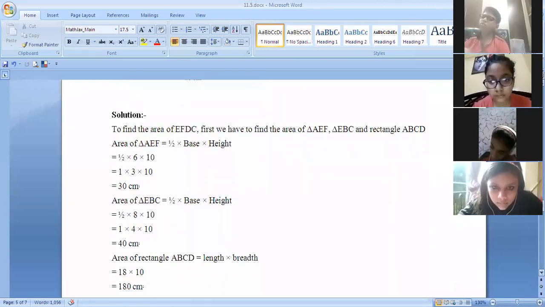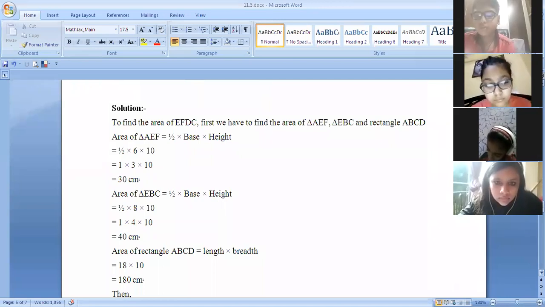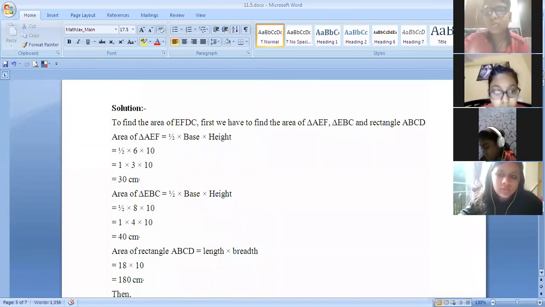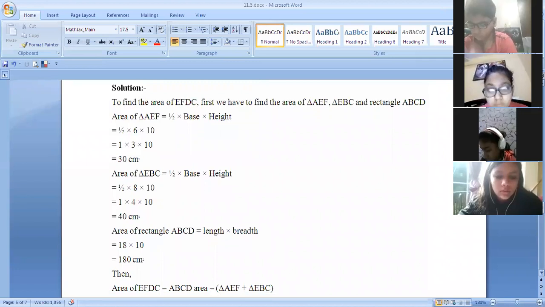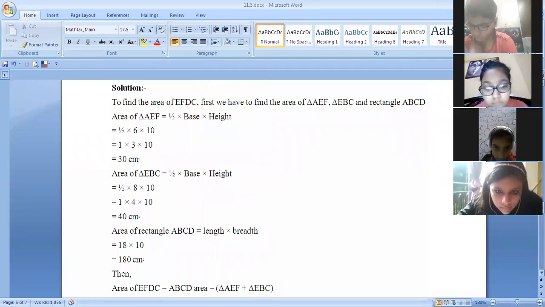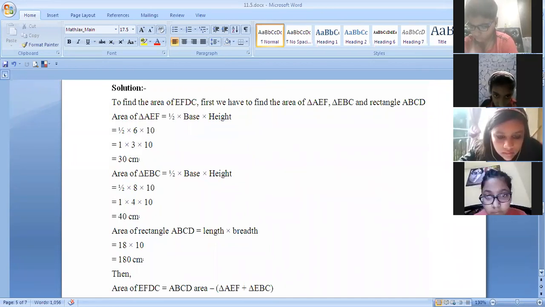And area of a rectangle you have already taken out. So subtract these values. Find out the area of a shaded portion. ABCD is the area of a rectangle. Subtract triangle AEF and triangle EBC. Subtract this.